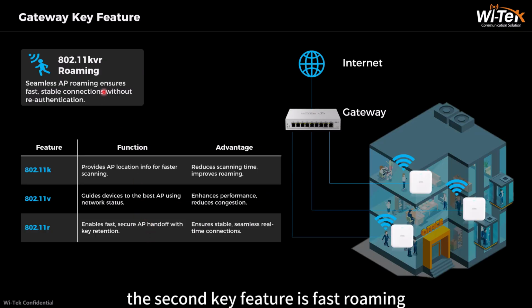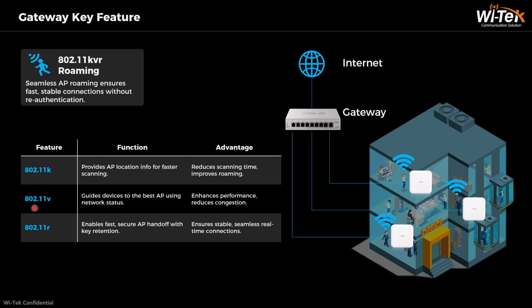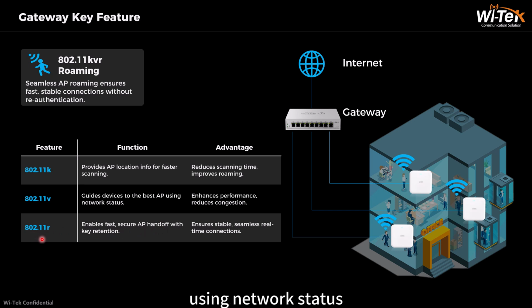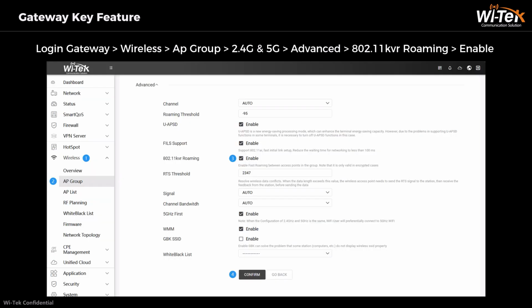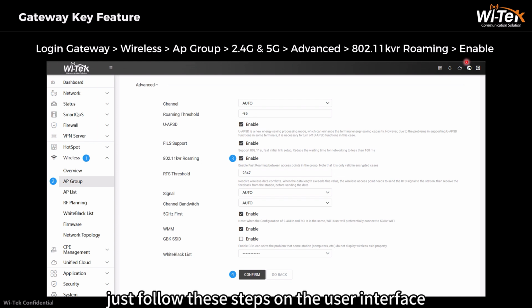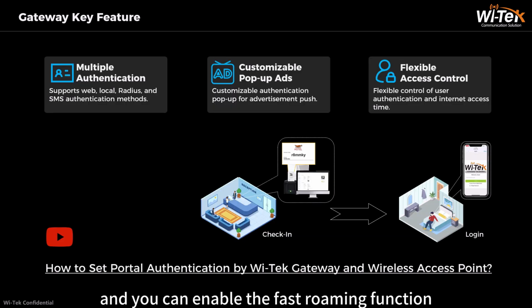The second key feature is fast roaming, featuring the 802.11k protocol, providing AP location information for faster scanning. 802.11v protocol for guiding devices to the best AP using network status, and 802.11r protocol to enable fast, secure AP handoff with key retention. Next is the step of configuring fast roaming. Just follow these steps on the user interface, and you can enable the fast roaming function.